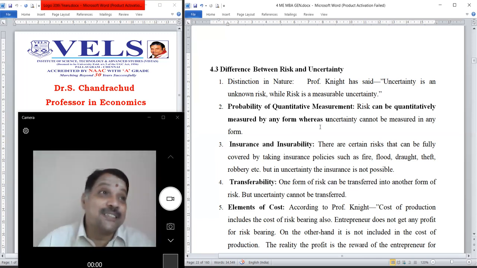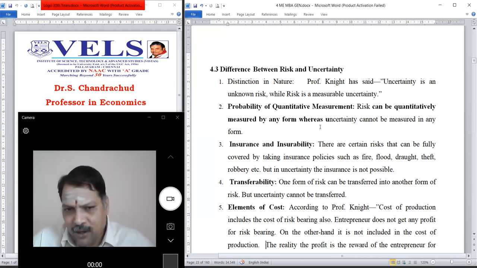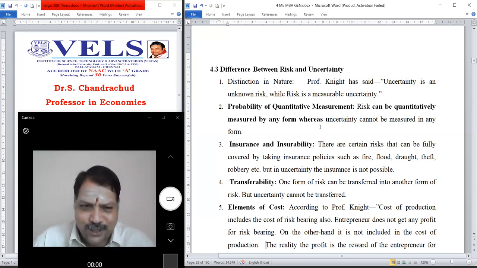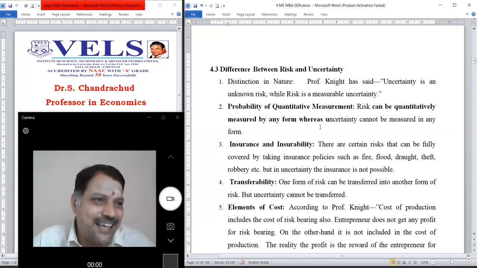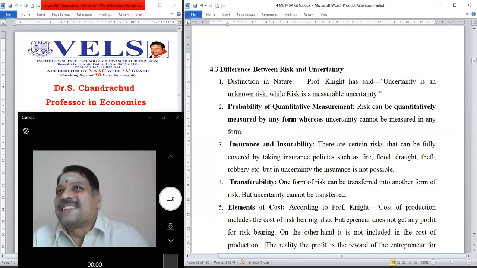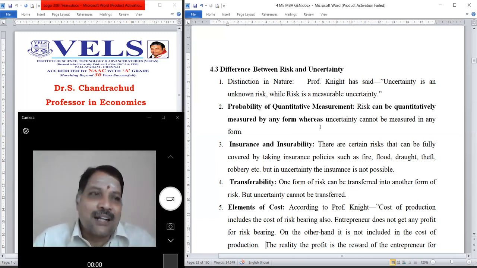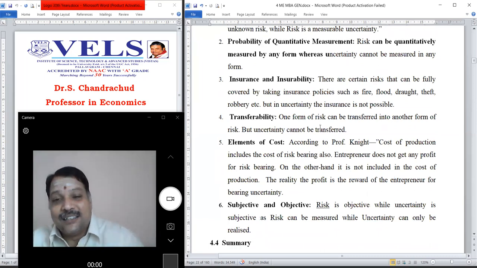The fourth one is transferability. One form of risk can be transferred into another form. It is applicable in the case of risk. But uncertainty, we don't know what it is, so how can we transfer that particular uncertainty? As far as transferability is concerned, risk is transferable. Uncertainty cannot be transferred. And now we consider a factor, cost.